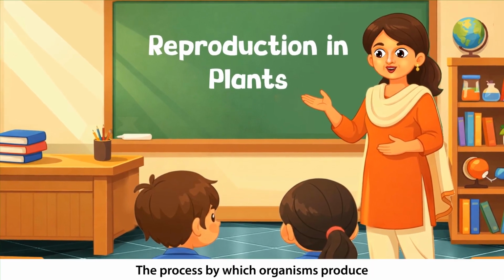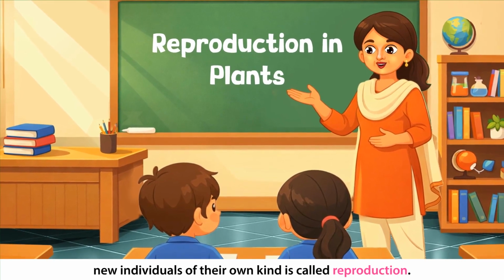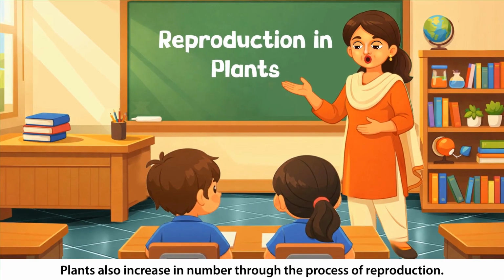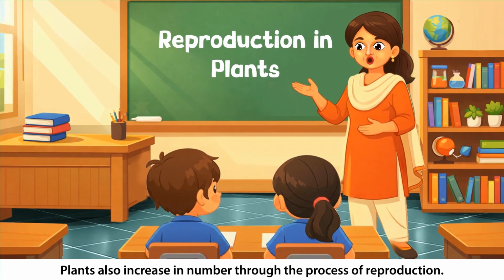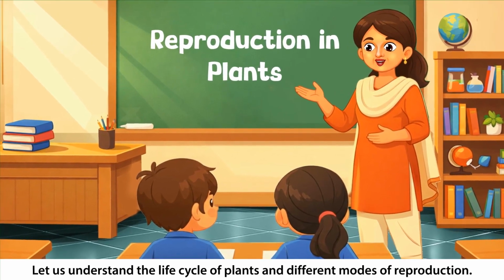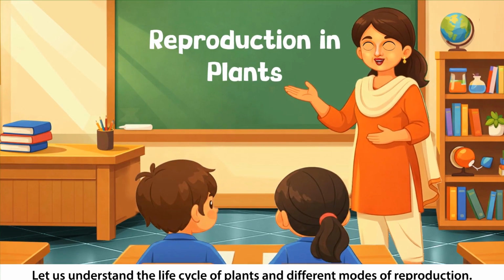The process by which organisms produce new individuals of their own kind is called reproduction. Plants also increase in number through the process of reproduction. Let us understand the life cycle of plants and different modes of reproduction.